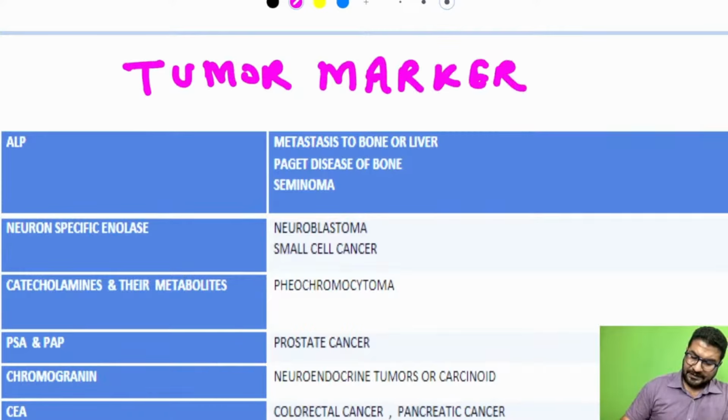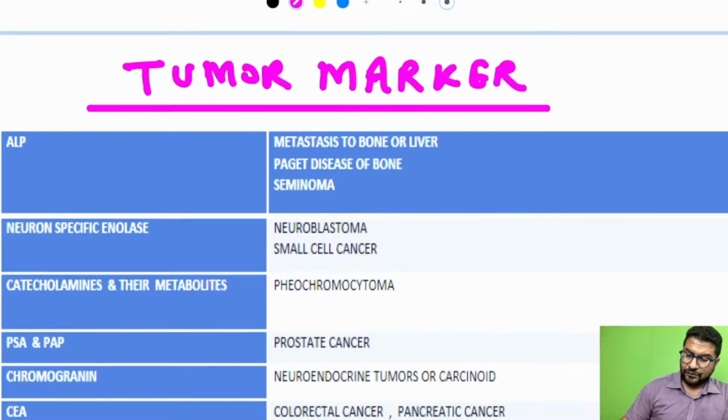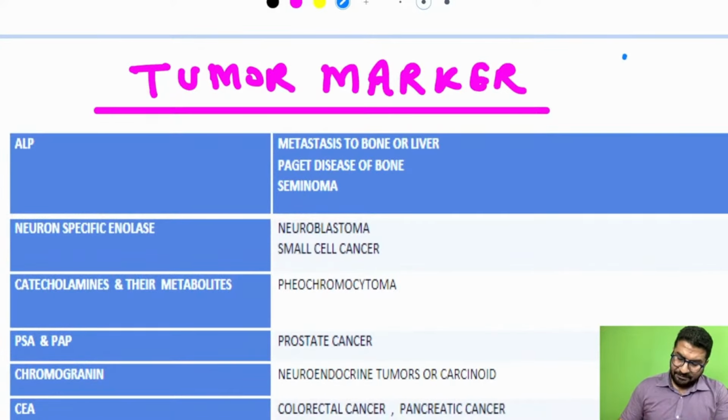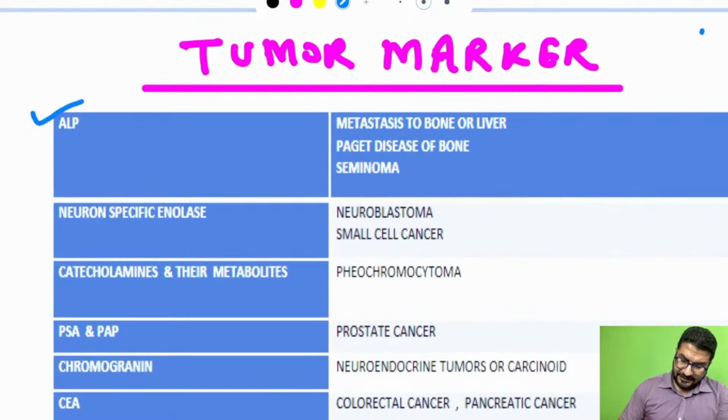So this is like a rapid revision. The purpose of this class is to give you maximum information in minimal time. So वही हमारी strategy है यहाँ पर. So ALP means alkaline phosphatase. ALP you will see where in Paget disease of bone.